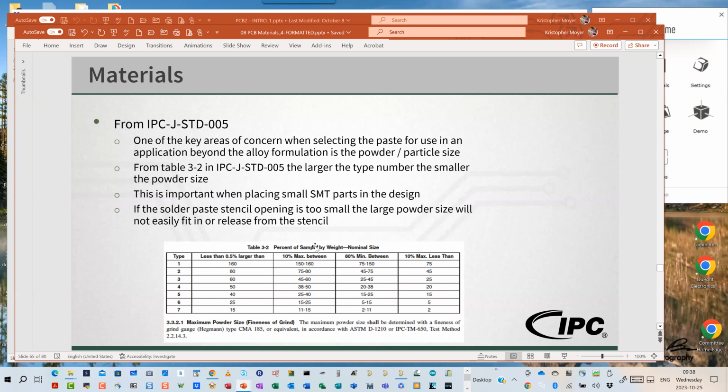So from this table, which looks a little confusing at first, what we are going to be concerned with primarily is this 80% minimum between number right here. So for type 1 solder powder, 80% of the particles in there are going to be between 75 and 150 microns in size. 10% of the particles are going to be less than 75. 10% are going to be between 150 and 160, and less than 0.5% are going to be greater than 160. So basically, this is the primary range with a few ground bits that are too big and a few ground bits that are too small.